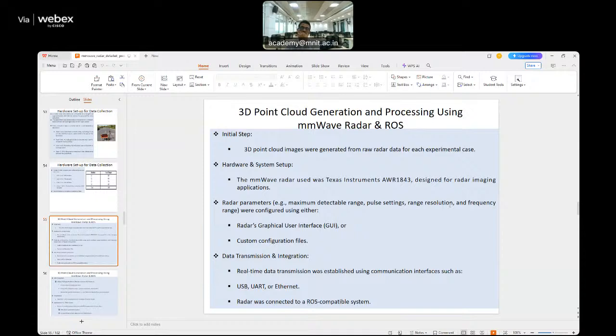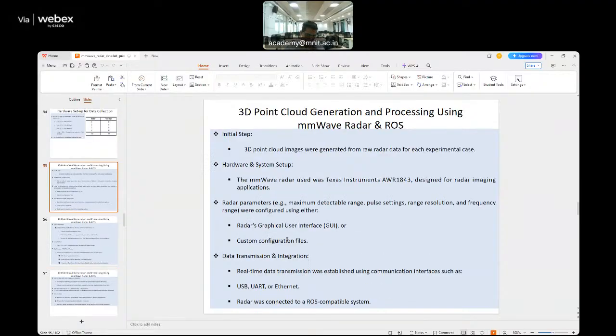In the hardware and system setup, the millimeter wave radar uses basically a Texas Instruments chip, the AWR1843, designed for radar imaging applications. In the radar parameters, the options available were maximum detectable range, pulse setting, range resolution, and frequency range. So they were configured using either the radar graphical user interface or a custom configuration file. During the data transmission and integration, real-time data transmission was established using communication interfaces such as USB, UART, or Ethernet. The radar was connected to a ROS-compatible system.